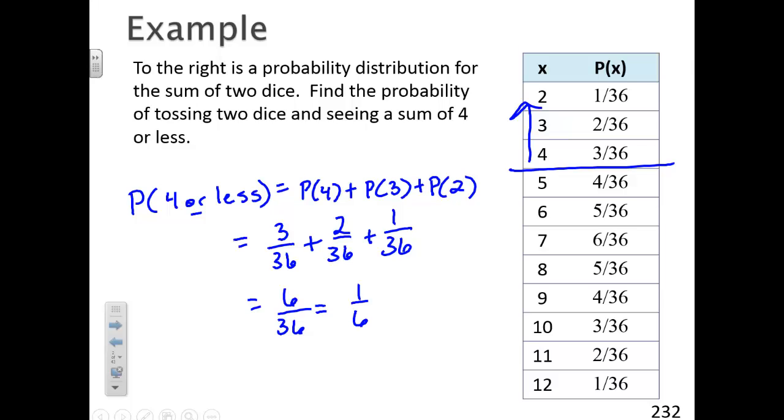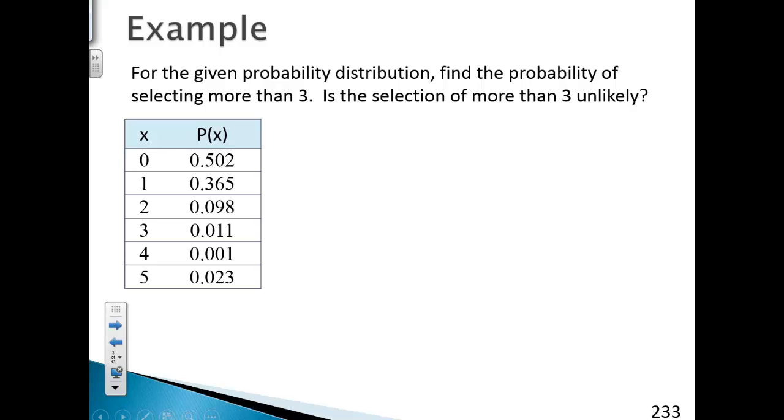On the next example, we have a different table here. So for the given probability distribution, find the probability of selecting more than 3. So let's go to our table and think about what is more than 3. Is 3 included in more than 3? No. More than implies we are larger than 3. So we want 4 and 5.